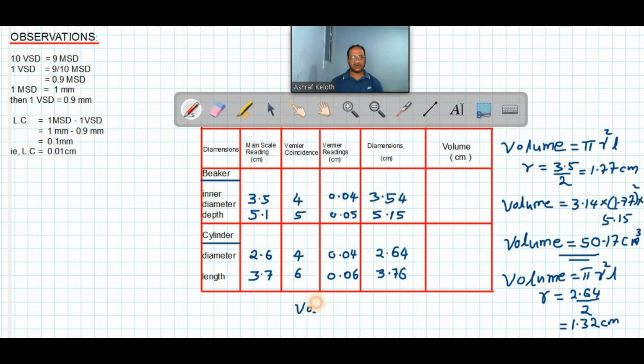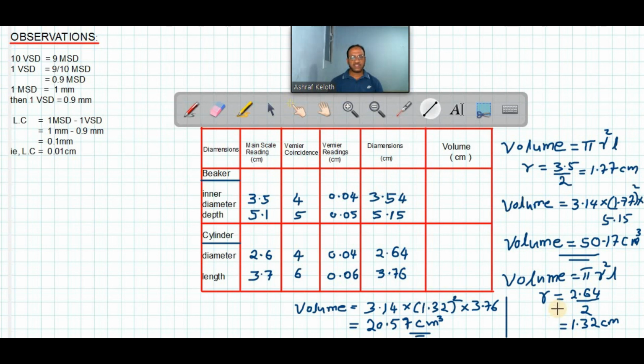So we can calculate the volume here. Volume of the cylinder is equal to pi r square L, that is 3.14 into radius squared, radius is 1.32, into length, length is 3.76. When we do this calculation, the value is coming 20.57 centimeter cube. 20.57 centimeter cube is the volume of the given cylinder.